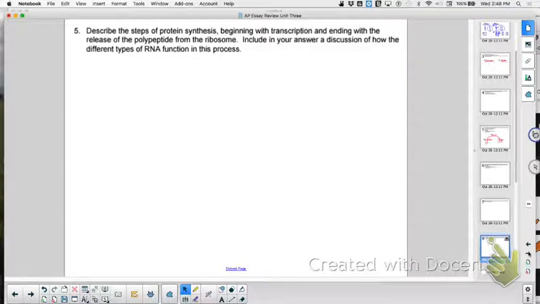Describe the steps of protein synthesis, beginning with transcription and ending with the release of the polypeptide from the ribosome. Include in your answer a discussion of how the different types of RNA function in each process. We also reviewed that today, right? You would talk about the formation of all three RNAs, mRNA, tRNA, rRNA, and the role that each of those plays. When you form mRNA, be sure to mention how it is processed: cap, tail, cutting out the introns. You would talk about how it needs to go out and get on a ribosome, and the three areas of the ribosome: the P site, the A site, the E site. You would discuss codons and anticodons. You would talk about the start codon, AUG, and that there are three stop codons. We reviewed that today as well.